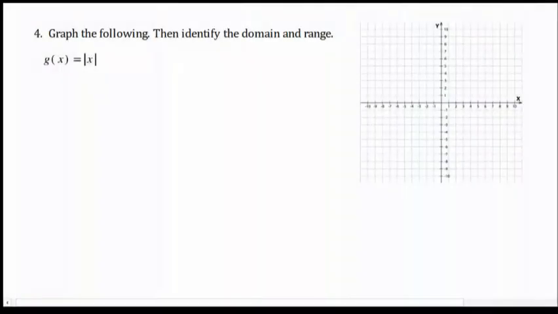Here we're asked to graph the following and then identify the domain and range. So this one's our parent function, which we've probably gone through before. But the idea here is that we can always plot some x and y values. I'm going to plug in some negative ones as well as some positive ones.